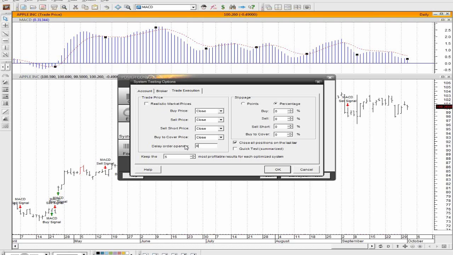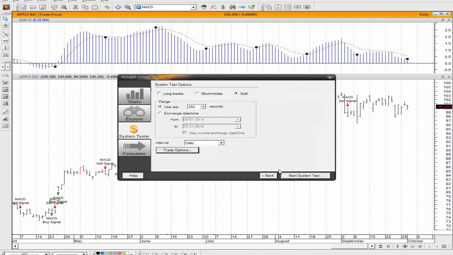The important thing is to match it up with what you plan on doing. You want to test your strategies the way you're actually going to execute them, as close as possible. So I'm going to leave realistic market prices checked here. I'm going to click on OK, and then I'm going to start that basket test.